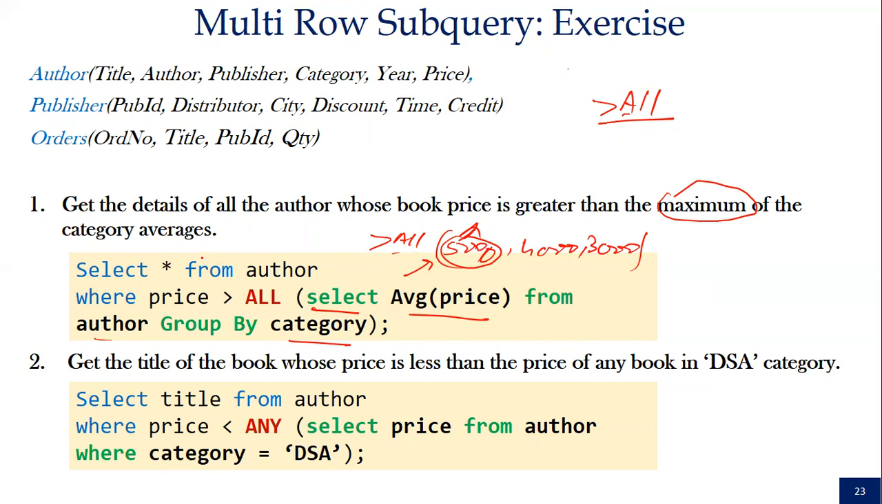Okay, now next, look, here we have written: get the title of the books whose price is less than the price of any book in the DSA category. So we have to identify the price of all the DSA books, and then compute less than any price of the DSA. Is that okay?